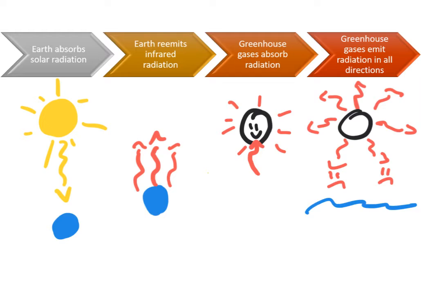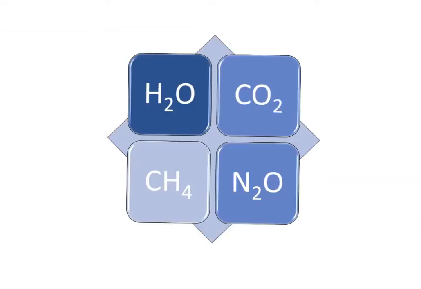Now, this is vital for life on Earth because without our atmosphere and without the greenhouse gases in our atmosphere, the Earth would be too cold to sustain life. However, thanks to these gases, the Earth is warm enough for us to survive, as well as many of the other wonderful species on our planet. Our four main greenhouse gases are H2O, or water vapor, CO2, or carbon dioxide, CH4, also known as methane, and N2O, or nitrous oxide. But what allows these greenhouse gases to absorb infrared radiation?